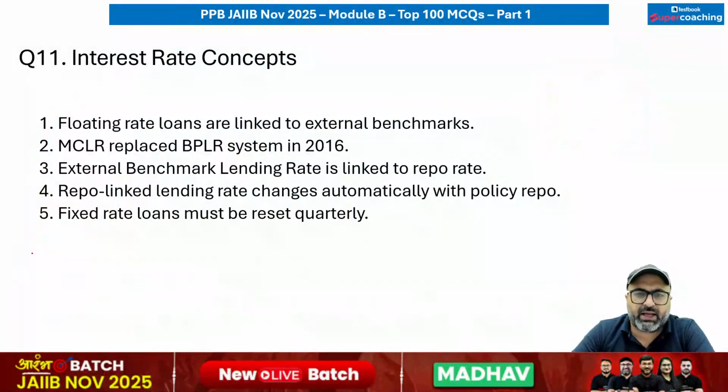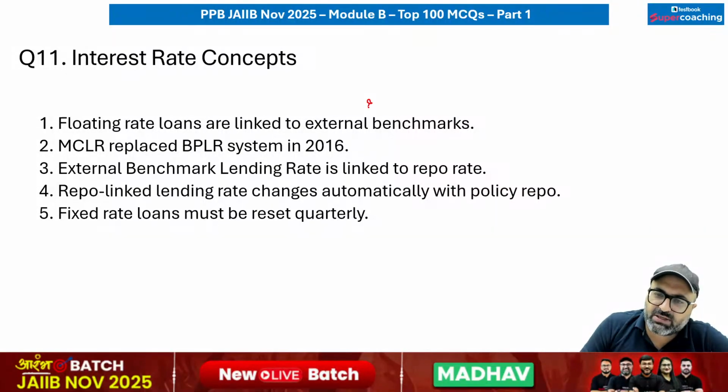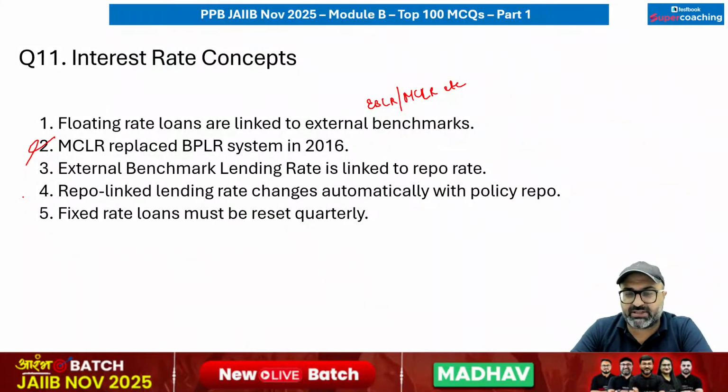Next, interest rate concept related. We have a question. Floating rate loans are linked to the external benchmarks. That is external benchmark lending rate, MCLR, base rate, BPLR, that is true. MCLR replaced BPLR system in 2016. नहीं sir, MCLR has replaced base rate in 2016.